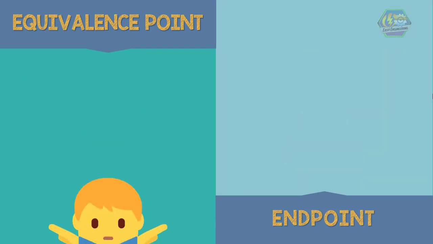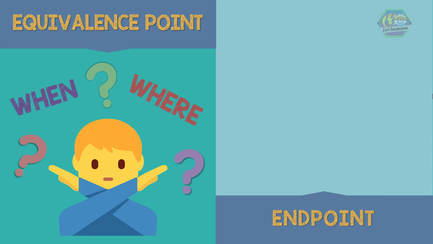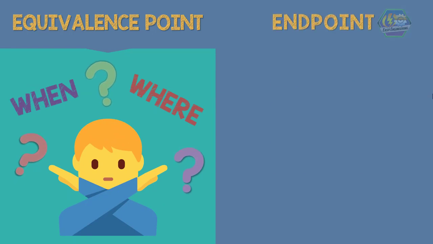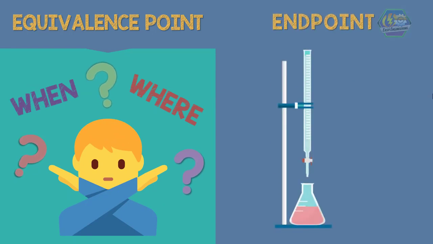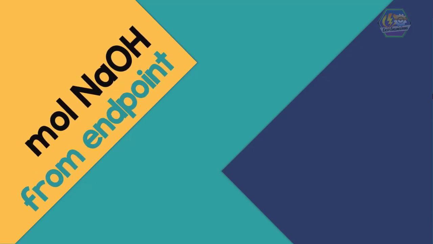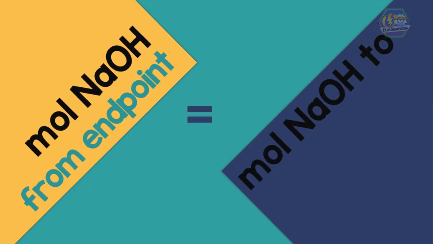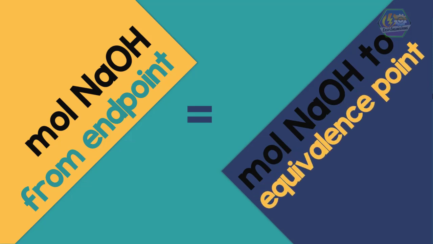Actually, in reality, we cannot tell when or where the equivalence point is, so we need to reach the endpoint. And the volume of sodium hydroxide used is what we use in our calculation. Here, we assume that the amount in moles of sodium hydroxide at the endpoint is equal to the amount in moles of sodium hydroxide at the equivalence point for us to solve the unknown HCl concentration. So let us try solving some problems.